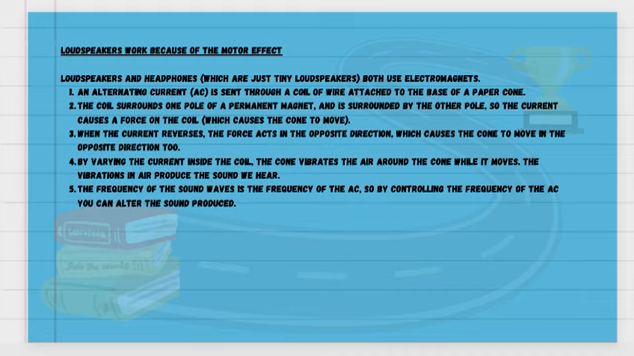When the current reverses, the force acts in the opposite direction, which causes the cone to move in the opposite direction too. By varying the current inside the coil, the cone vibrates the air around it while it moves. The vibrations in air produce a sound we hear. The frequency of the sound waves is the frequency of the AC, so by controlling the frequency of the AC, you can alter the sound produced.